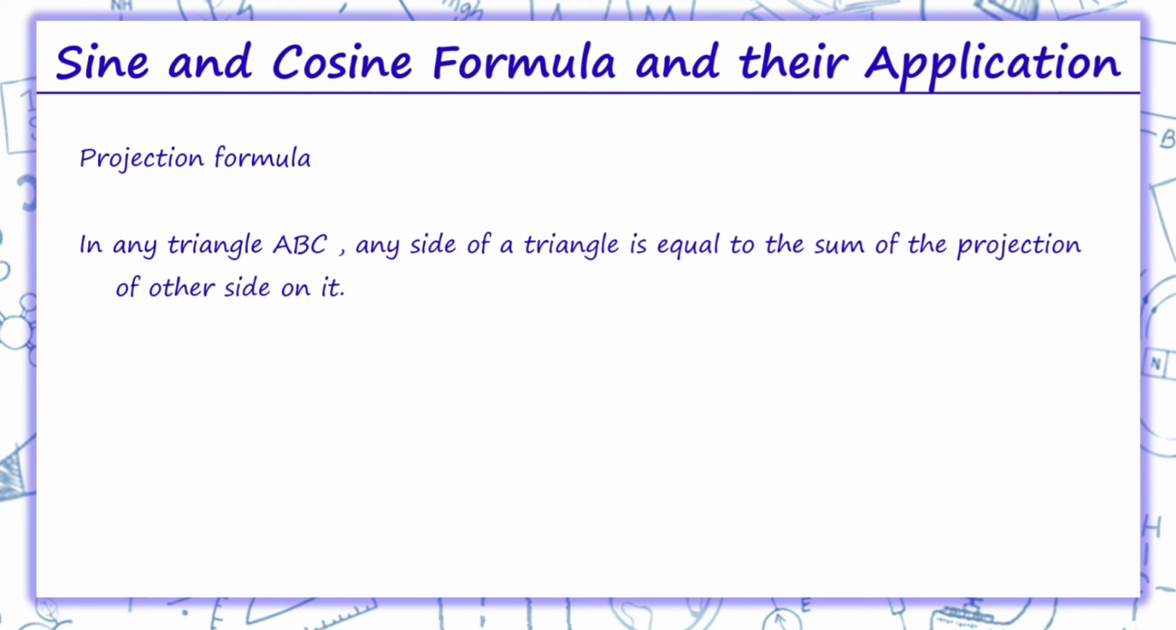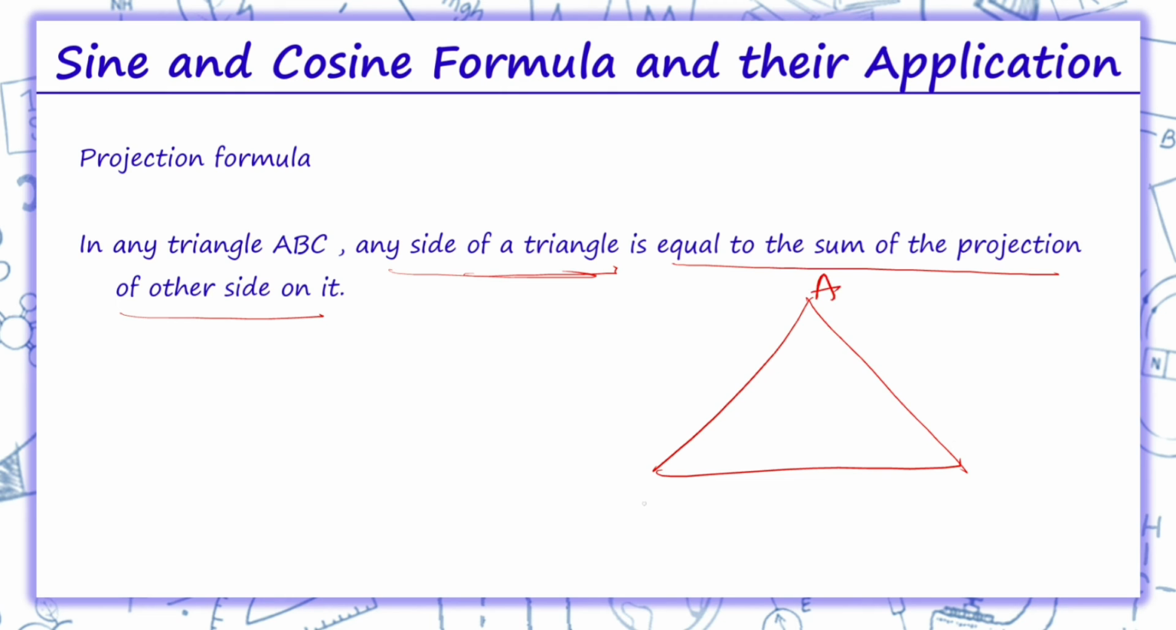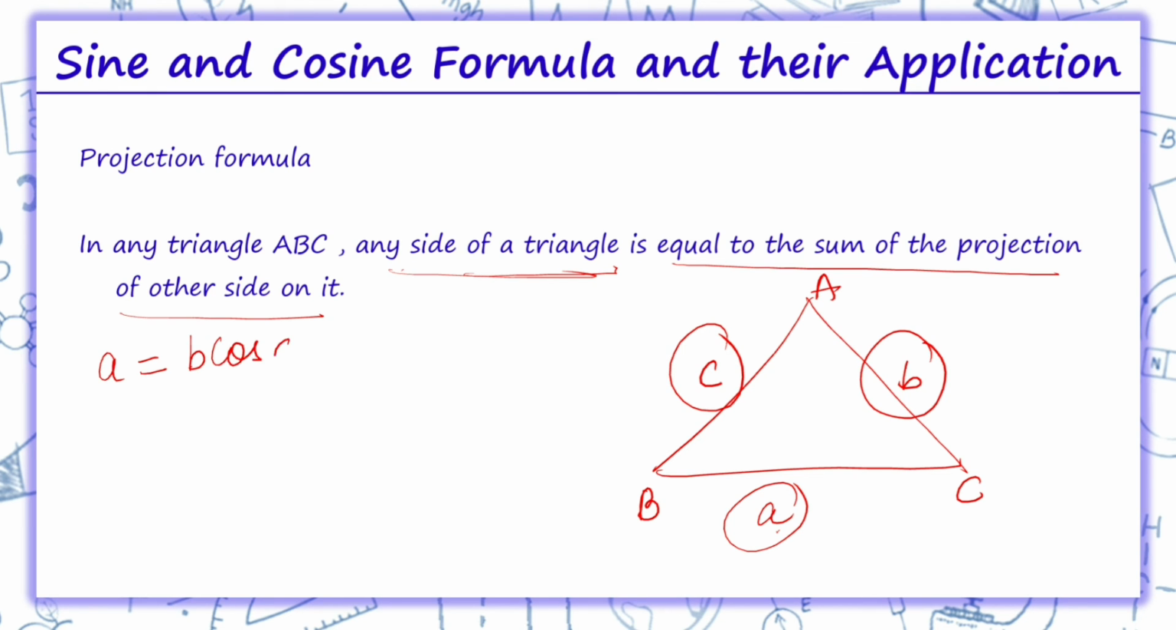Coming on to next, that is the projection formula. In any triangle ABC, the projection formula says any side of a triangle is equal to the sum of the projections of the other sides on it. This is triangle ABC, and A, B, C are the sides of the triangle. So if I am talking about A, this A will be equal to the sum of the projections of the other sides on it, that is the sum of the projections of B and C. So B cos C plus C cos B.